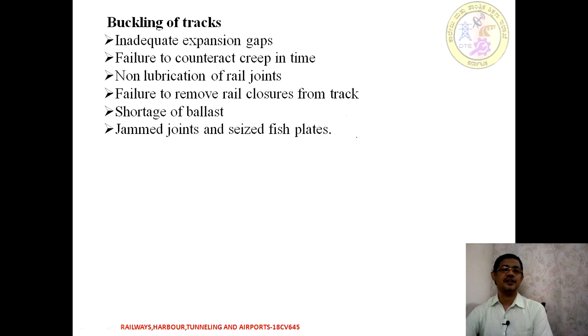Next is buckling of a track. If the track gets buckled, this may be due to inadequate expansion gap, failure to counteract the creep in time, no proper lubrication in the joint, failure to remove the rails which are closer to the track, shortage of ballast, or jammed joints or seized fish plates.